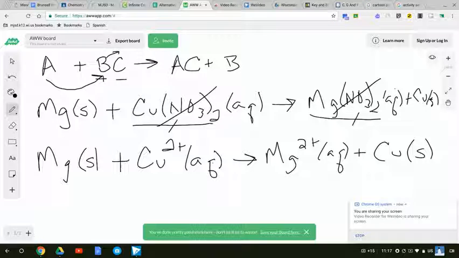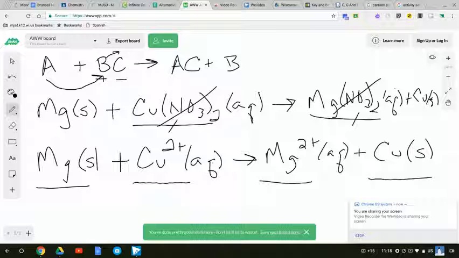The same pattern comes up over and over in these, in that we have a solid metal with no charge reacting with a charged metal ion in solution. And on the product side, what was the metal on the reactant side is now the ion in solution, and what was the ion in solution on the reactant side is now the solid metal on the product side. It's a very consistent pattern. We see this over and over and over again with single replacement reactions.